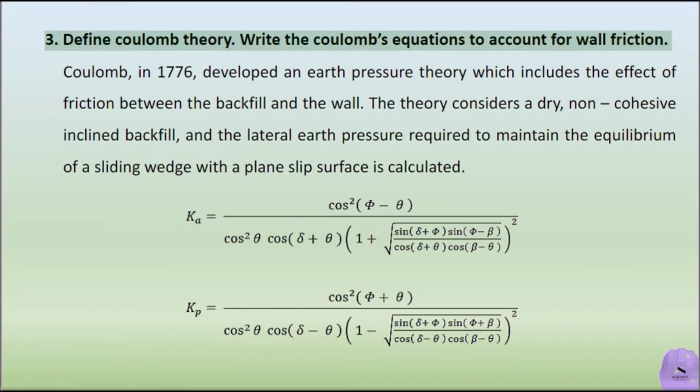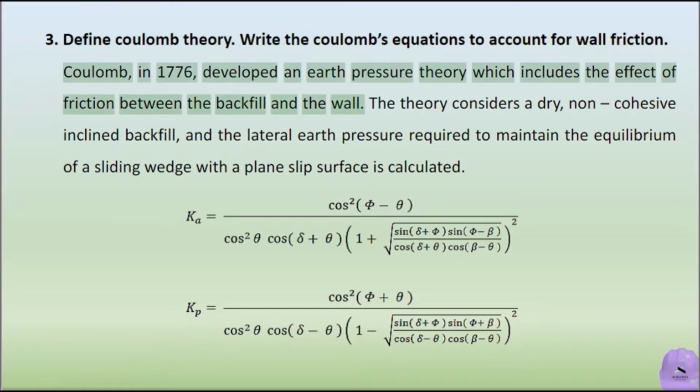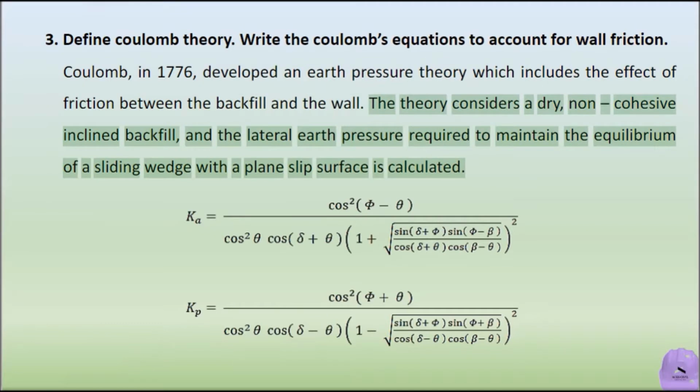3. Define Coulomb theory. Write the Coulomb's equations to account for wall friction. Coulomb, in 1776, developed an earth pressure theory which includes the effect of friction between the backfill and the wall. The theory considers a dry, non-cohesive inclined backfill, and the lateral earth pressure required to maintain the equilibrium of a sliding wedge with a plane slip surface is calculated.